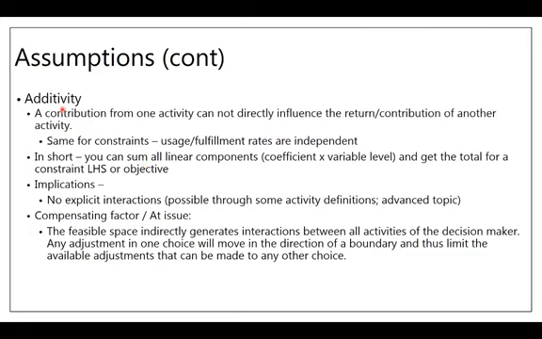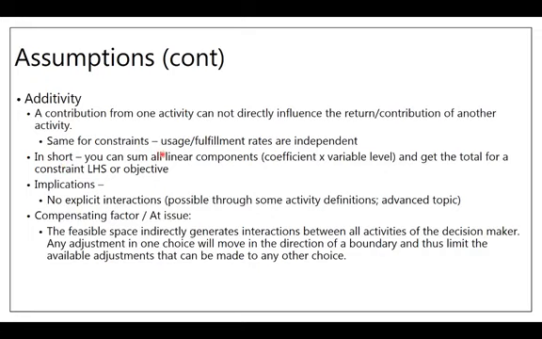The second one is additivity, and it basically says the contribution from one activity doesn't directly influence the return or contribution of some other activity. And that goes the same for constraints. So if I decide to produce 5 acres of corn, or I think a classic example is 5 acres of soybean, there's no productivity gain or loss or impact on what happens on the 6th acre if I decide to produce oats or something on it.